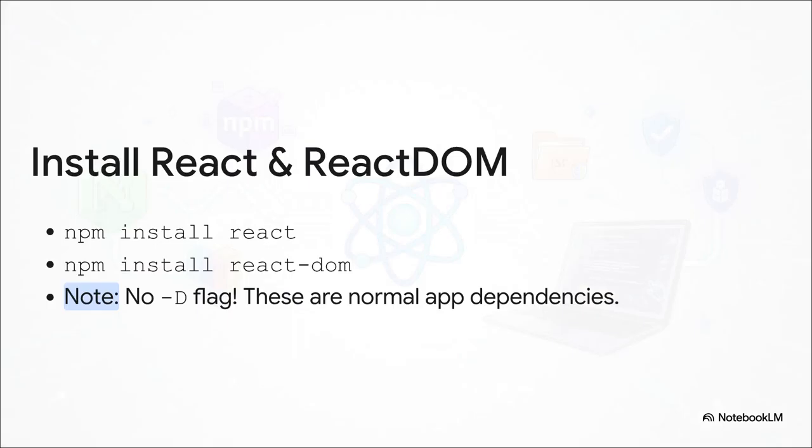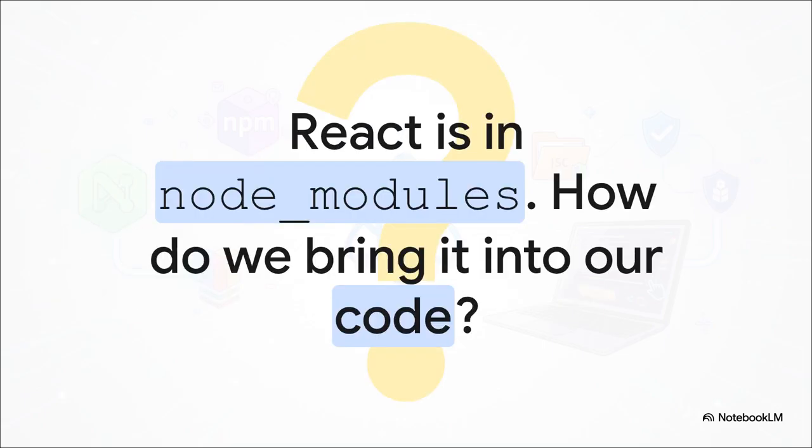First, npm install react, and then npm install react-dom. Now look closely. Notice something that's missing this time? There's no -D flag. And why is that? It's because React and React DOM are not dev dependencies. They are the core of our app. They're essential code that needs to be shipped to the user's browser for anything to work. So, great. React is now officially sitting inside that giant node_modules folder.